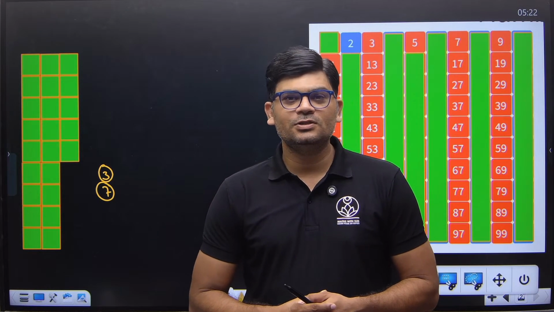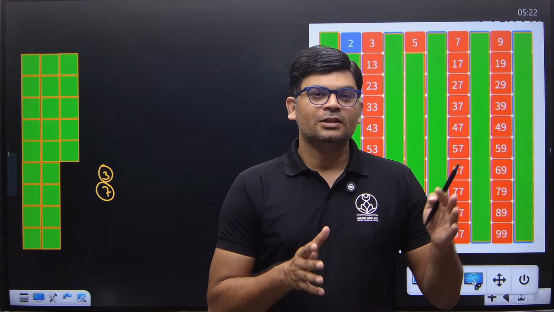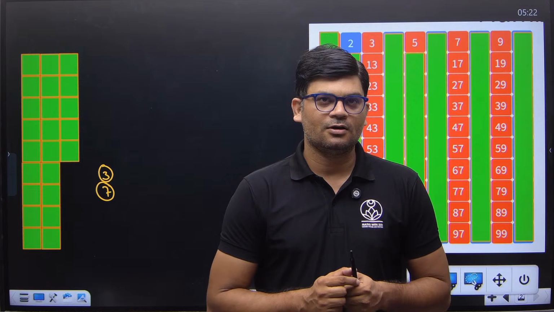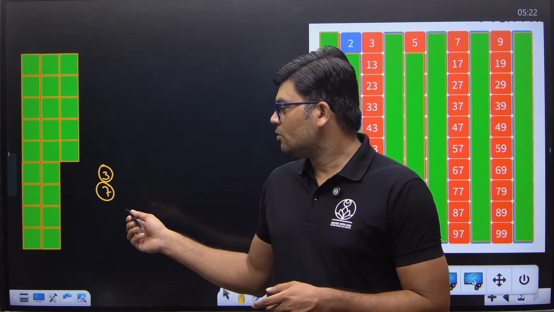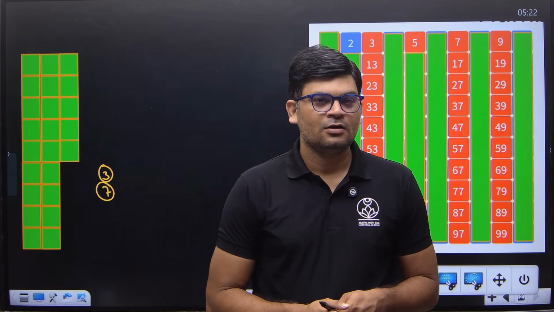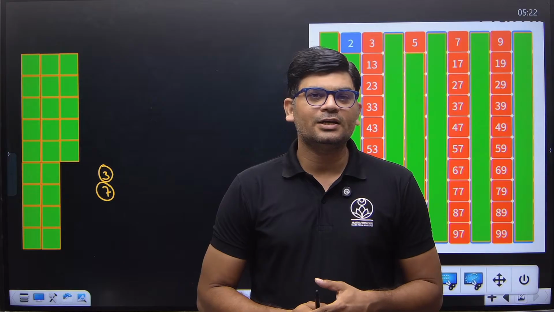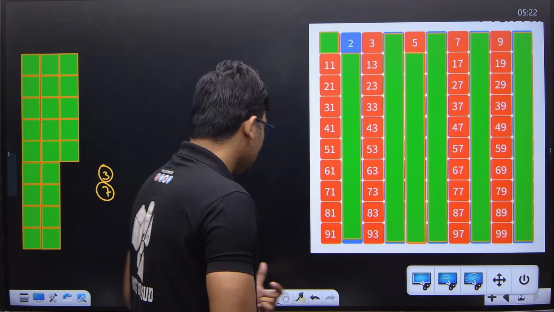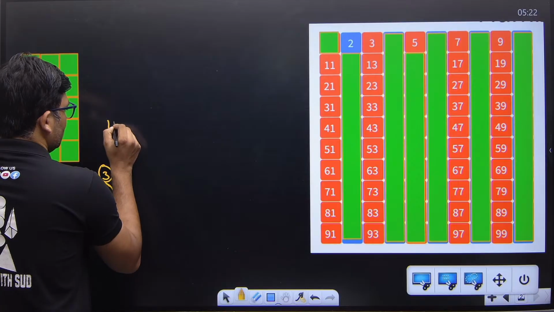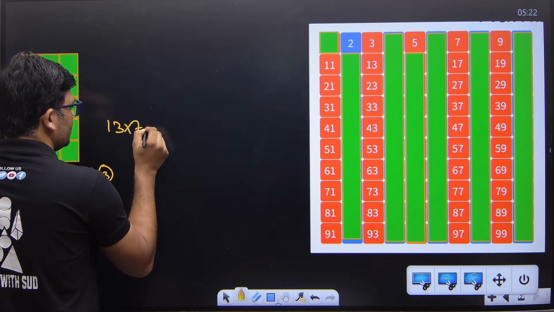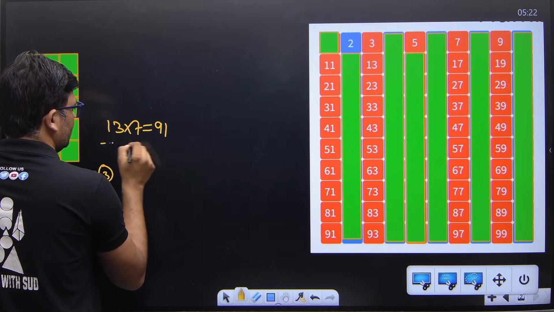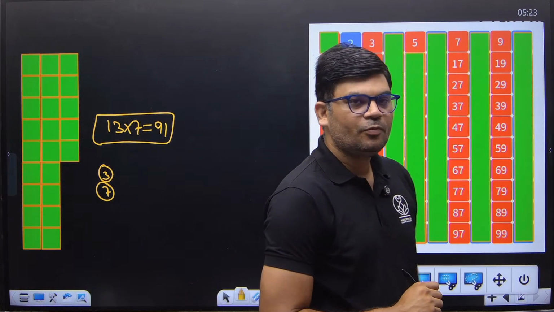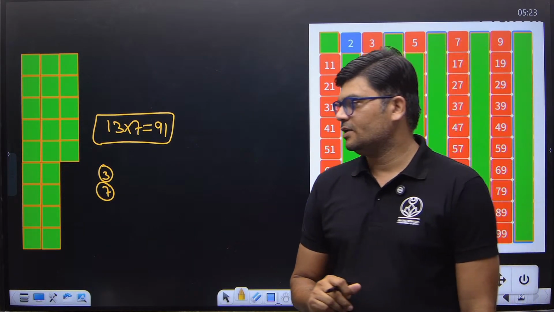One for 3 means you know the divisibility rule of 3: the digital sum must be 3, 6 or 9. There is no divisibility rule of 7, so you have to understand the table of 7 up to 100. Means 13 into 7 is 91. You can write it out. 13 into 7 is how much? 91. Yes. It's an important number. 13 into 7 is 91.